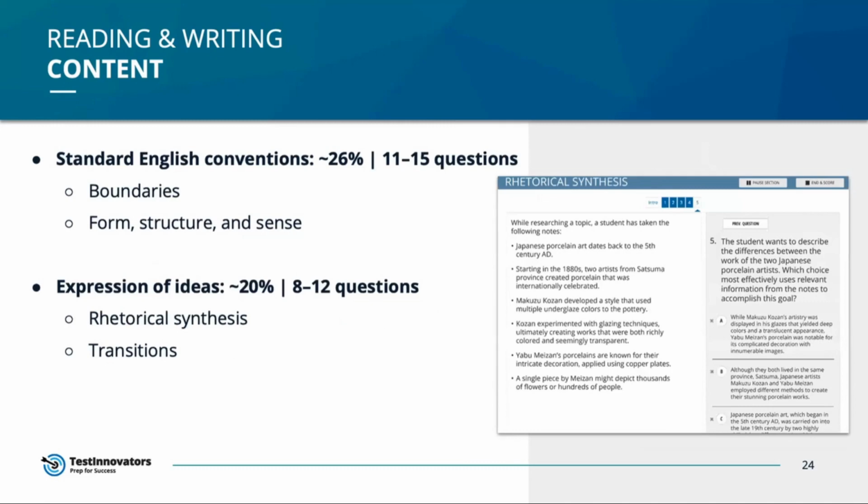Okay, so the remaining areas covered on the reading and writing section, you'll see standard English conventions. That's essentially grammar. That's about 26% of the test, or 11 to 15 questions overall. Things like boundaries, form, structure, and sense. And then finally, expression of ideas. That's about 20% of the test, or 8 to 12 questions overall. Questions like rhetorical synthesis. This is an example of that kind of question, where it's asking you to draw a conclusion from those different points, and then transitions, transitions between sentences, paragraphs, ideas, etc.